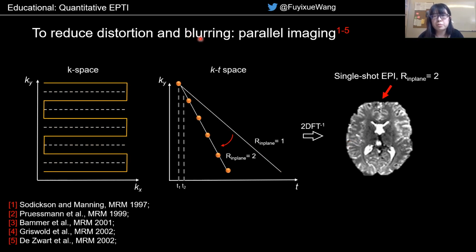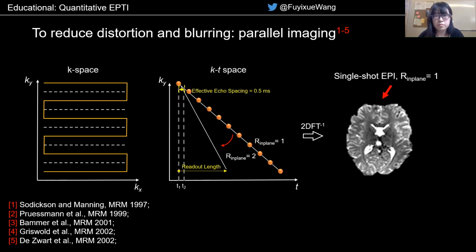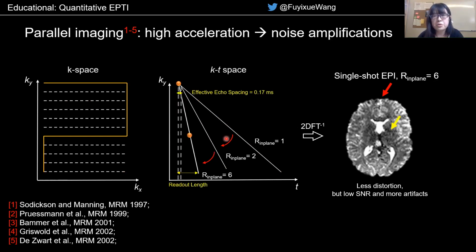To reduce the distortion and blurring, we can use parallel imaging that undersamples in the K-space and reduces the effective time interval between the neighboring data and therefore achieves shorter readout length. It shows in the KT space as a steeper line corresponding to less phase and signal decay, and therefore resulting in less distortion and blurring. We can go to higher acceleration in the K-space to achieve a much steeper line in the KT space. However, a high acceleration can lead to noise amplification, so the image will have less distortion but low SNR and more artifacts.